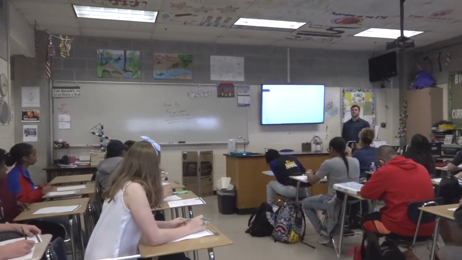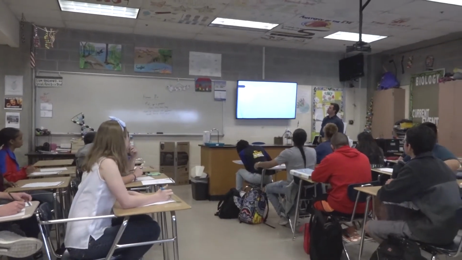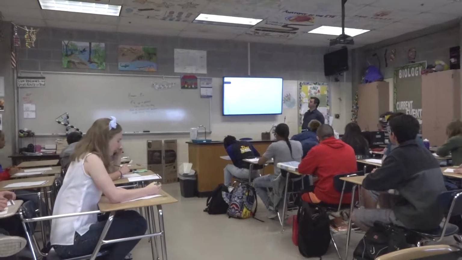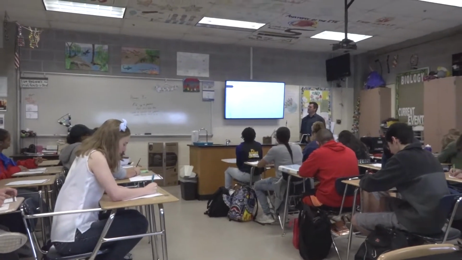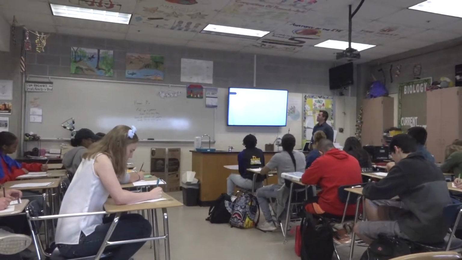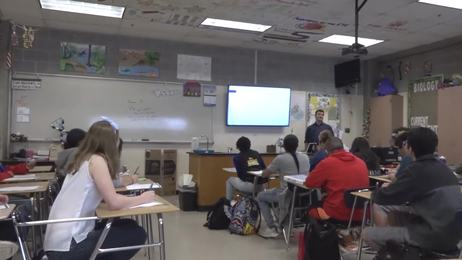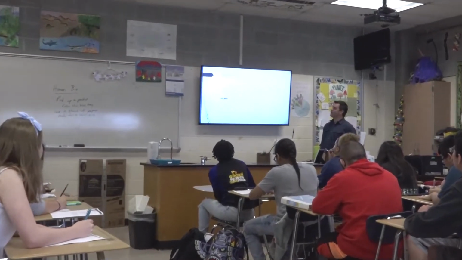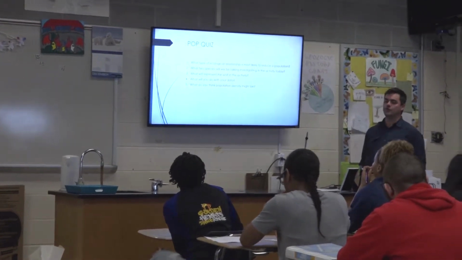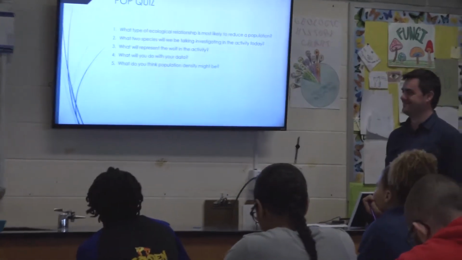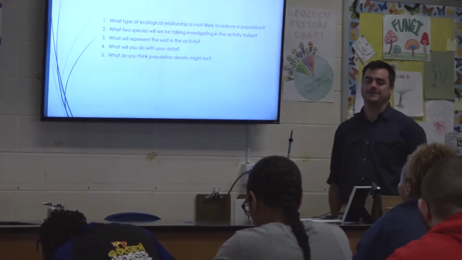So, 5 questions. First question, what type of ecological relationship is most likely to reduce the population? 2, what 2 species will we be investigating in the activity today? 3, what will represent the wolf in the activity? 4, what will you do with your data? And 5, what do you think population density might be?